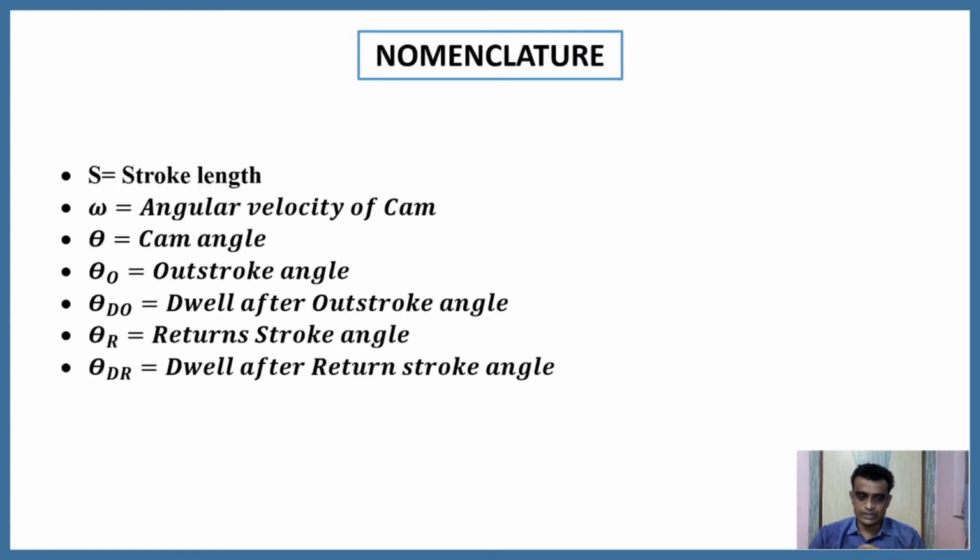Now, while drawing or while studying its mathematical modeling, we need to consider some nomenclature. S is the stroke length, omega is the angular velocity of the cam, theta is the cam angle, theta O is the outstroke angle, theta DO is the dwell after outstroke, theta R is the return stroke angle, and theta DR is the dwell after the return stroke. That means we are going to draw the rise, dwell, return, dwell type of cam.